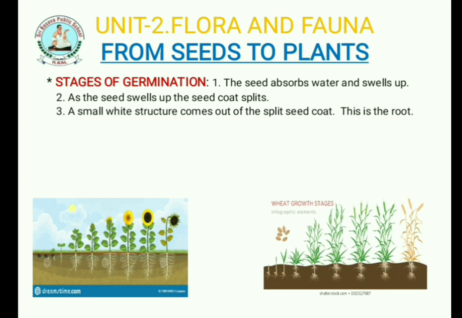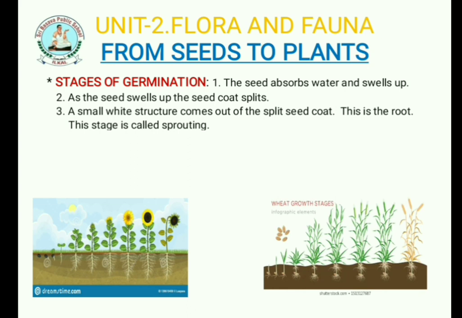Third point, a small white structure comes out of the split seed coat. This is the root. What do you say here? A small white structure comes out of the split seed coat. So we can say that this is the root. Okay, so this stage is called sprouting.